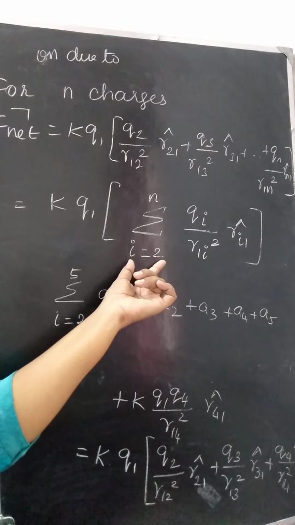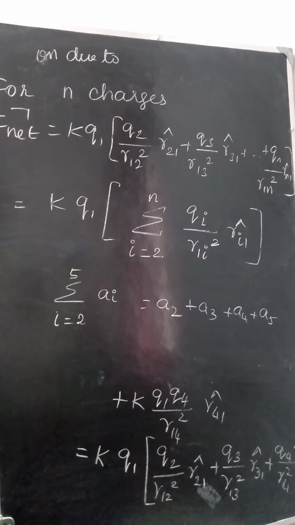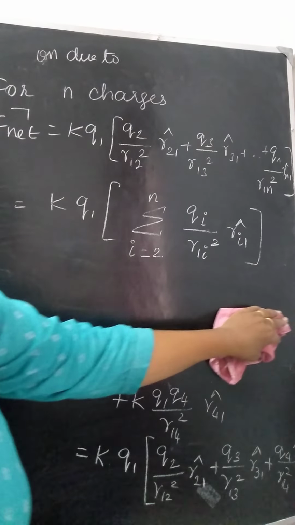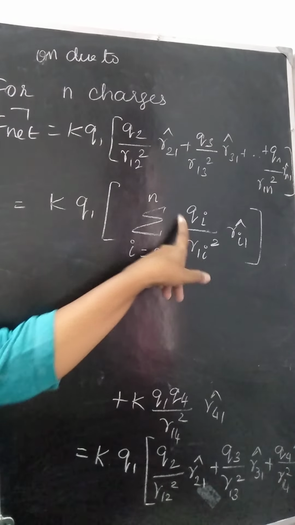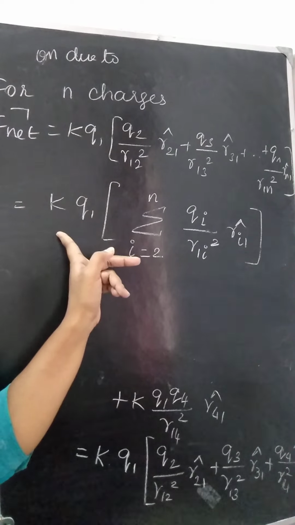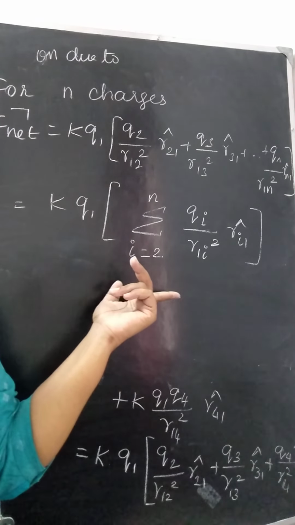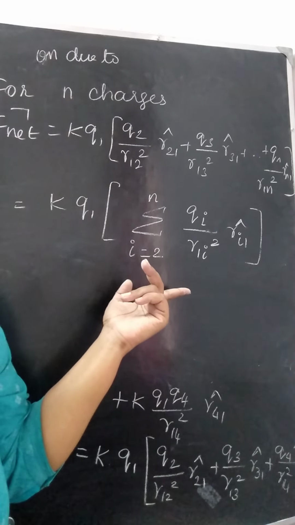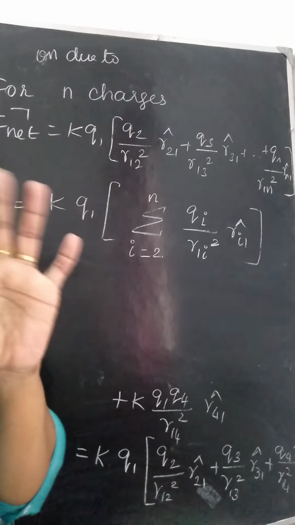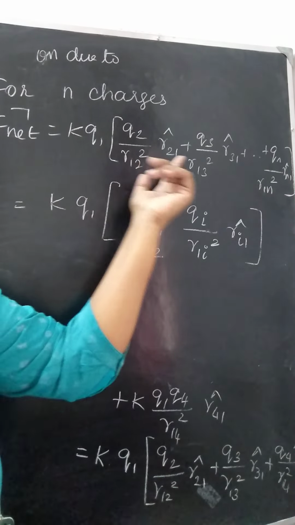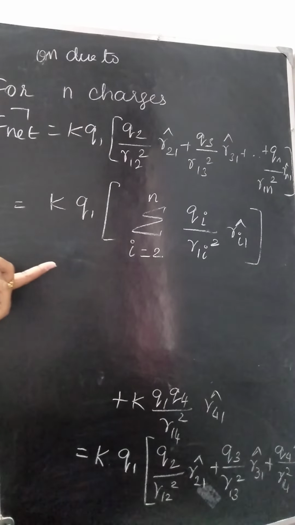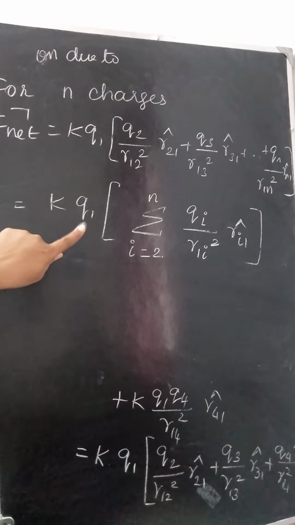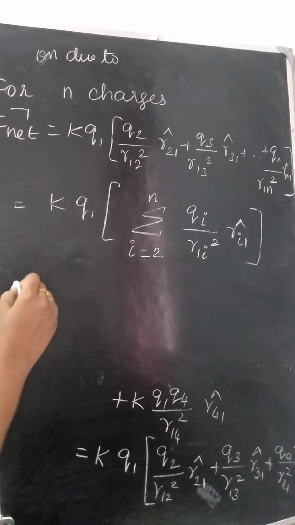Why didn't I start from I equivalent to 1? Because if I substitute I equivalent to 1, charge Q1 is the common one, which is not included in the summation part. That's why I didn't start from I equivalent to 1. The charge on which you are finding the force will not come inside the summation part. That will be in the common term. Okay? Any doubts?